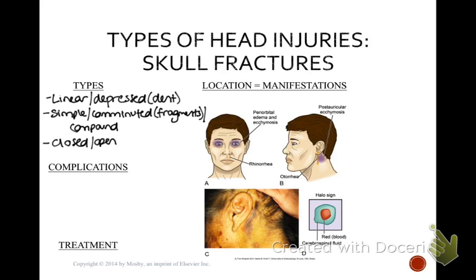And they can be closed or open. So you can have a fracture of the skull where someone gets hit on the head with a baseball bat and it causes, this is how they would describe it, a simple, linear, closed fracture. Meaning there's no opening to the brain matter. It's just one little line and it's simple. Or they're involved in a rollover MVC and they have a depressed, comminuted, open skull fracture. So that's how they would describe it.